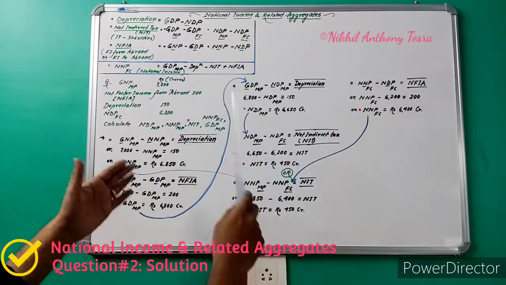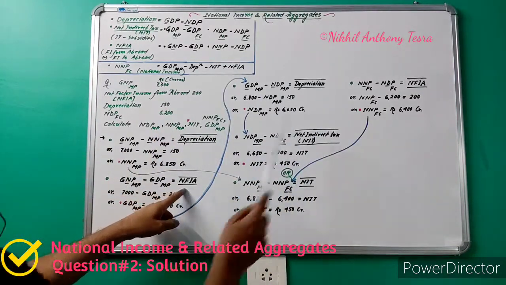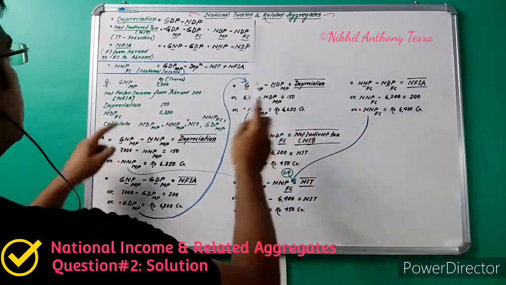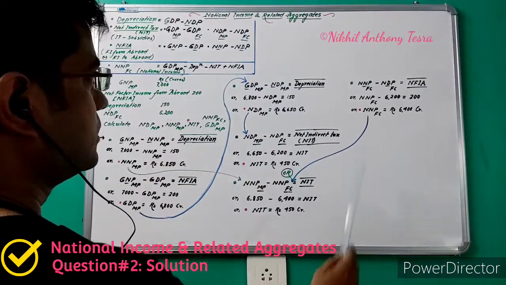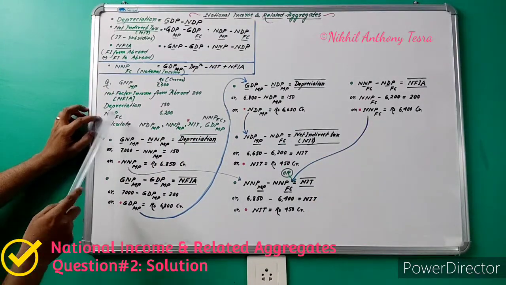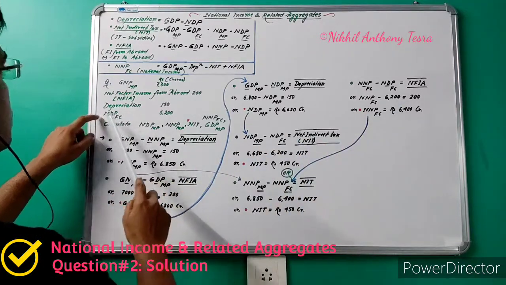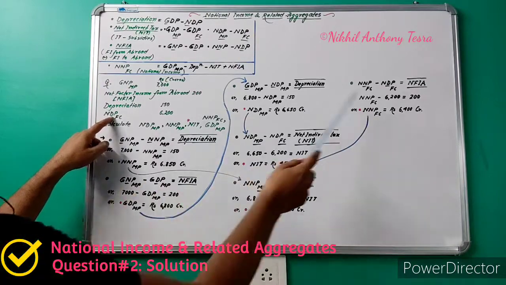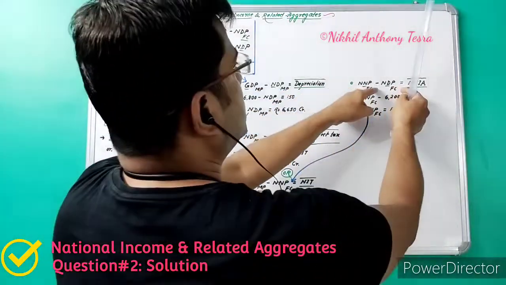Done. Now let's take the help of the NFI formula, net factor income from abroad. Again, national minus domestic. NFI is what? National minus domestic. Now we haven't considered NDPFC, so let's consider this one right now. So NDPFC 6200. It is in domestic. D is there, right?